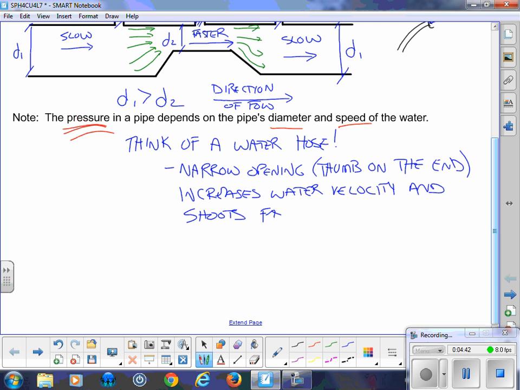All right, and think of that stream. When you have your thumb on it, it's kind of a misty water spray. That's because it's a lower pressure. So even though you're spraying farther, the person that you're spraying at isn't receiving all the water because of the lower pressure. The water's kind of dissipating as it travels through the air. All right.